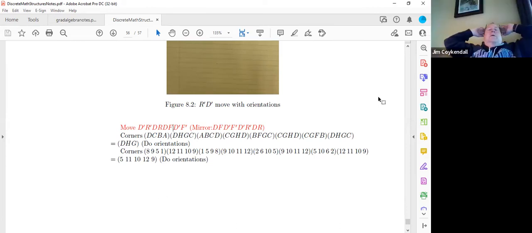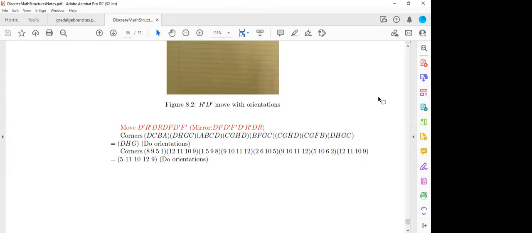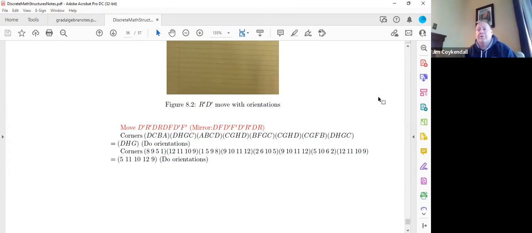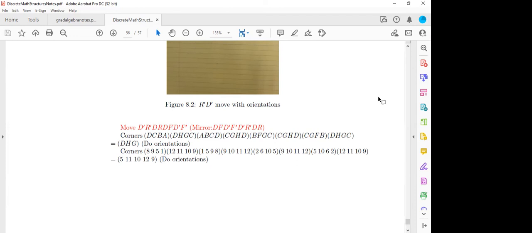Oh, no. Now, if I gave you some moves and gave you a diagram, I would expect you to be able to do that computation. But you don't have to be able to solve the cube or memorize these moves or anything like that. No, none of that. Okay, thank you.